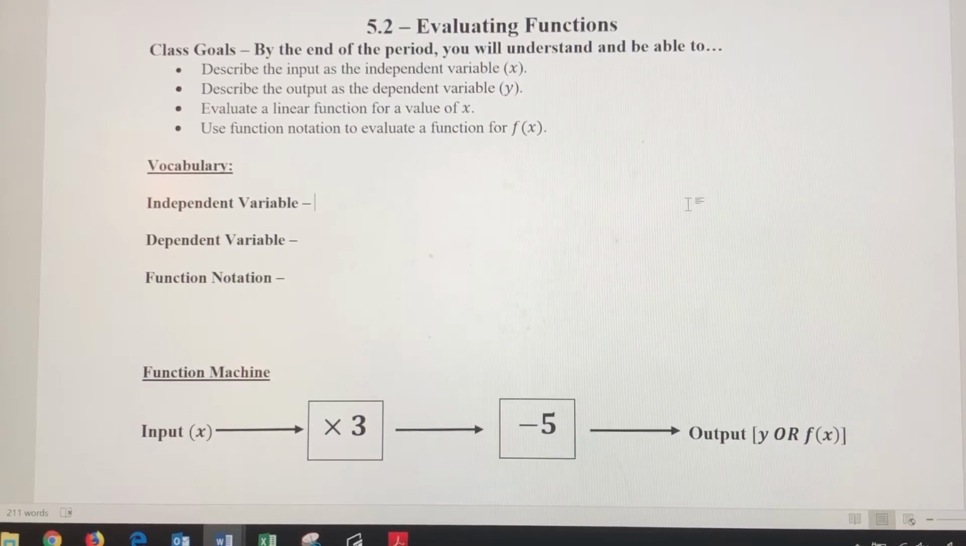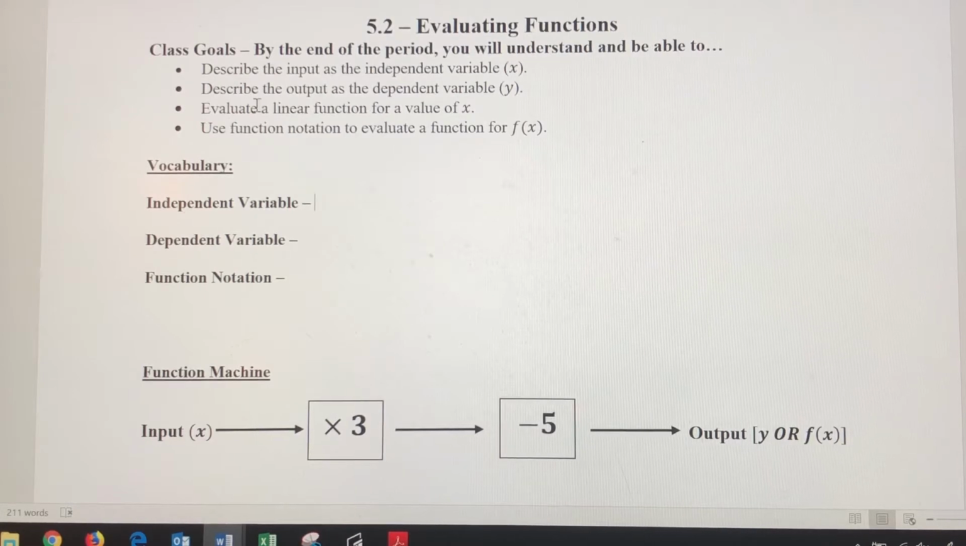And so this video goes along with evaluating functions, okay? So first thing we want to do is go over what the goals are for this set of notes here. We want to describe the input as the independent variable. That's going to be x. So anytime you hear input, you think independent variable, you think x. Those always go together, okay? Output, dependent variable, y, okay?